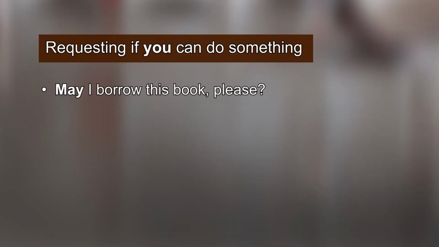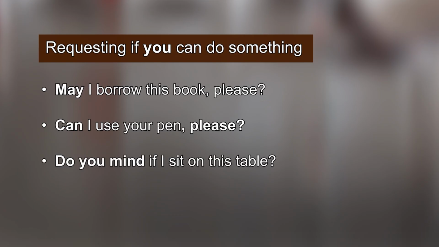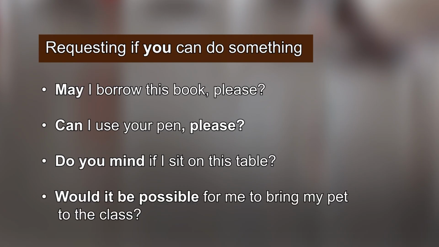And at times, to seek permission to do something, requesting if you can do something. Take a look. May I borrow this book, please? Can I use your pen, please? Do you mind if I sit on this table? Would it be possible for me to bring my pet to the class?